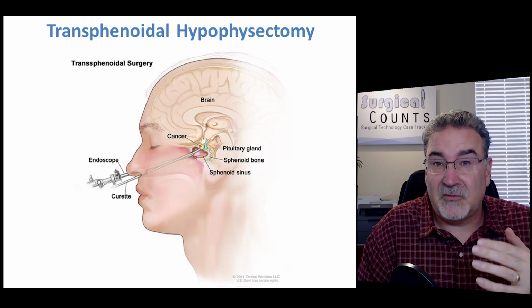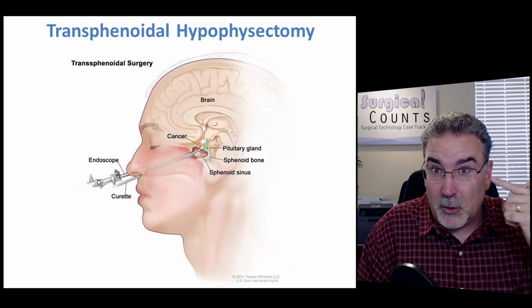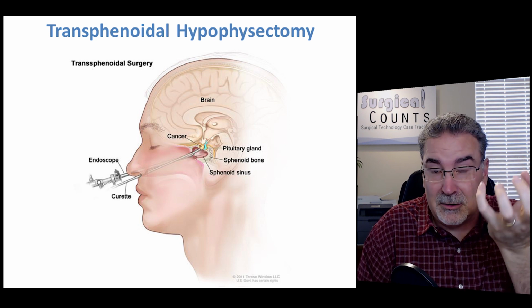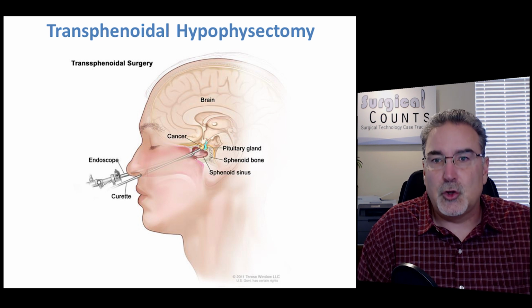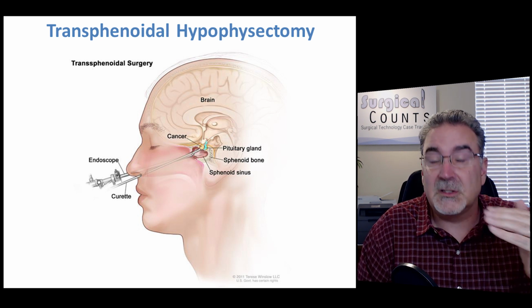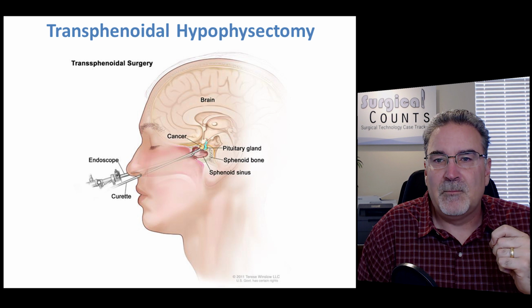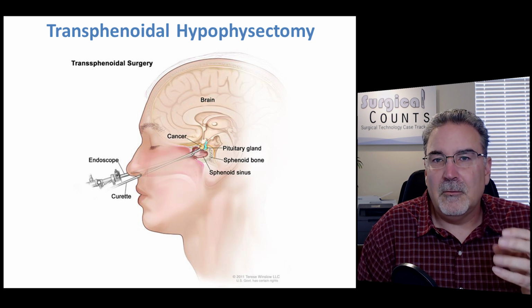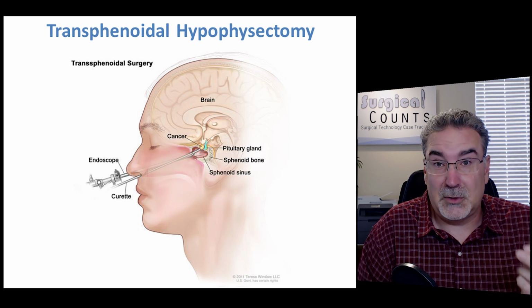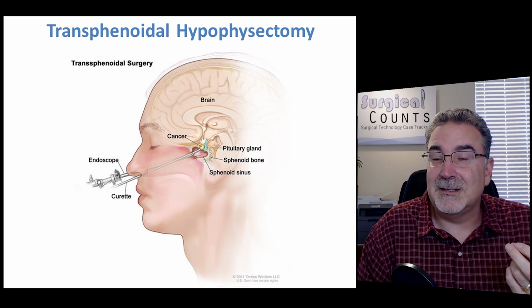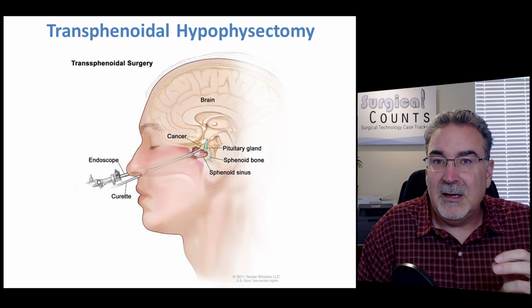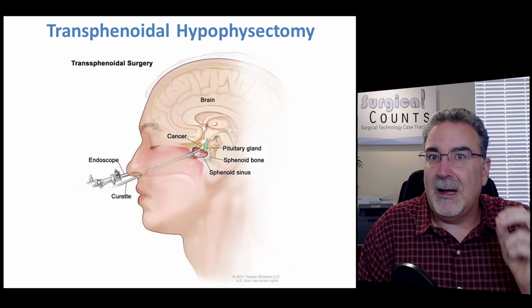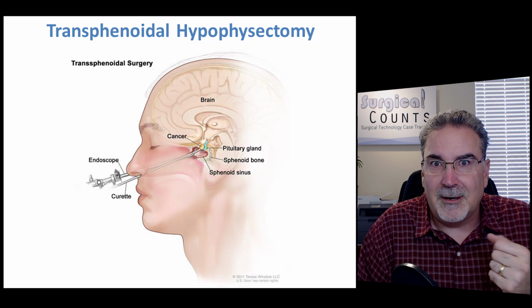Okay, transphenoidal, we're talking about the sphenoid bone, which is where the sella turcica is, where the pituitary sits in the sphenoid bone. So we're going transphenoidal, we're going across or through the sphenoid bone. And the hypophysectomy refers to the high-class term for the pituitary, which is the hypophysis. So hypophysis is the high-class term for pituitary. So a hypophysectomy is going to be the removal of the hypophysis, or the pituitary gland.